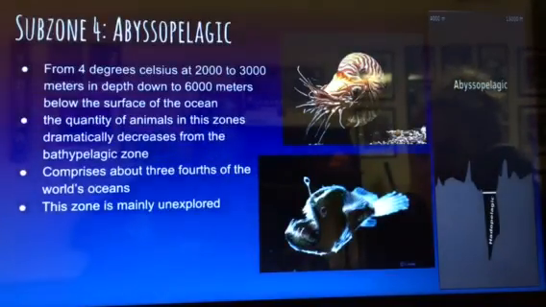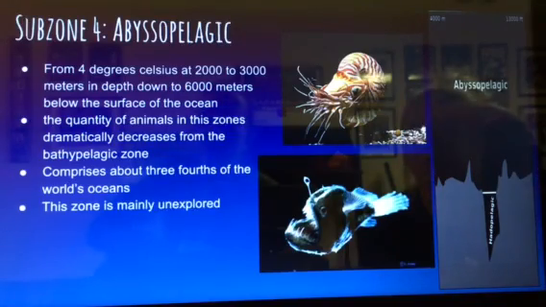The final subzone is the abyssopelagic zone. This is the lowest of the 4 subzones. It is from 4 degrees Celsius at 2,000 to 3,000 meters in depth, down to 6,000 meters below the surface of the ocean. The quantity of animals in this zone dramatically decreases because of the adaptations that all of the animals must carry. It comprises 3/4 of the world's ocean because it is such a high depth. This zone is mainly unexplored and unknown.